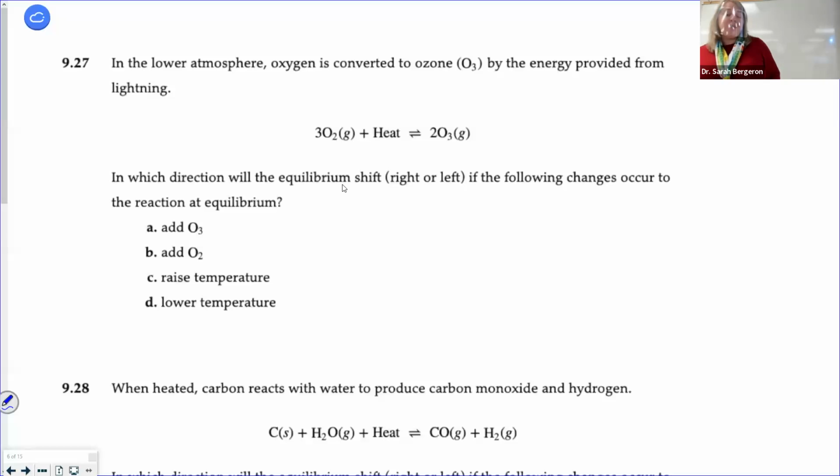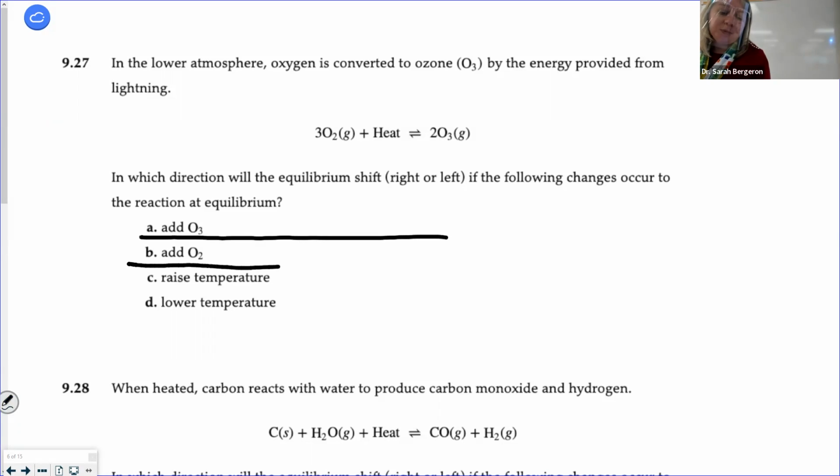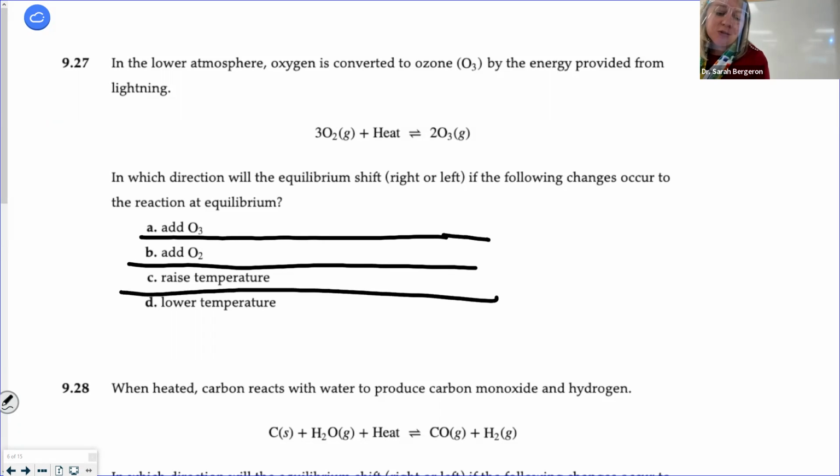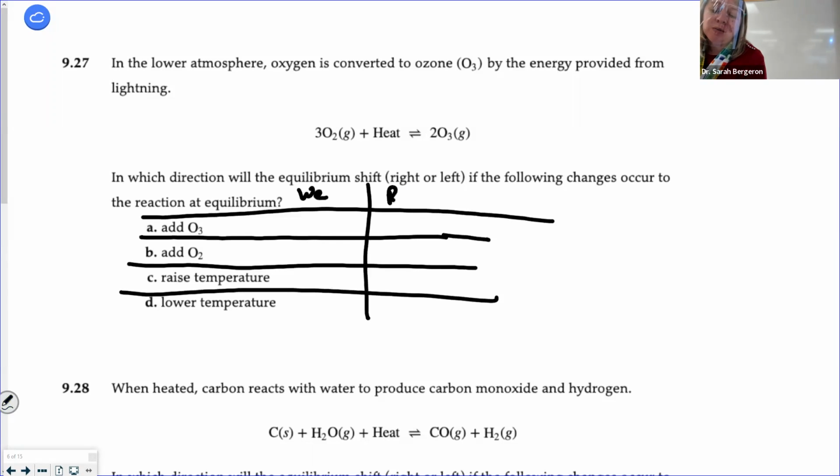So in which direction will the equilibrium shift, left or right, if the following changes occur to the reaction at equilibrium? So I want you to do the same thing. Take a minute. You can do it with the people around you, but say, what do we do? What does the reaction do? And then what is the shift?